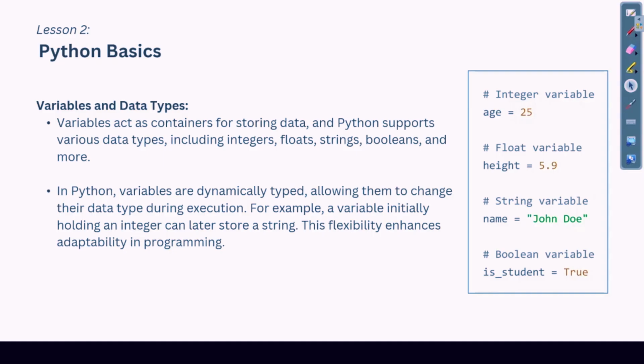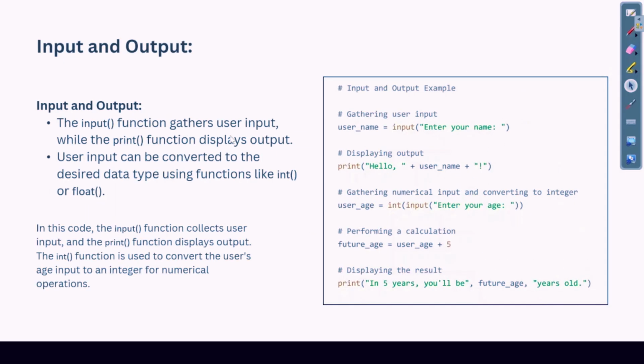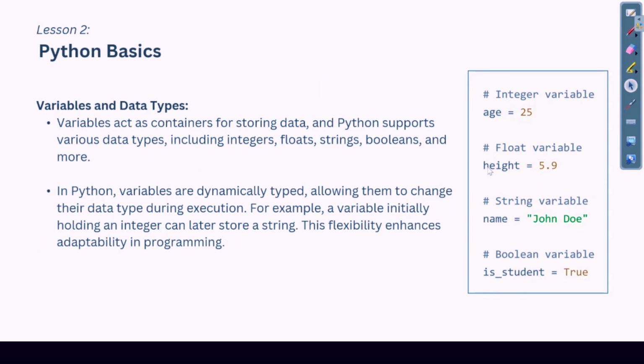All right, so what is a variable? Here age is a variable, height is a variable, name is a variable, and is student is also a variable.